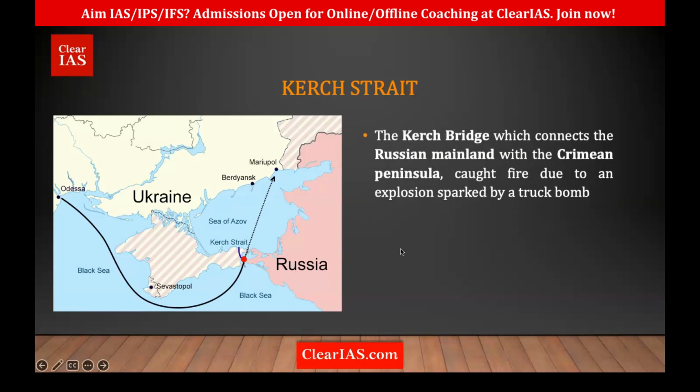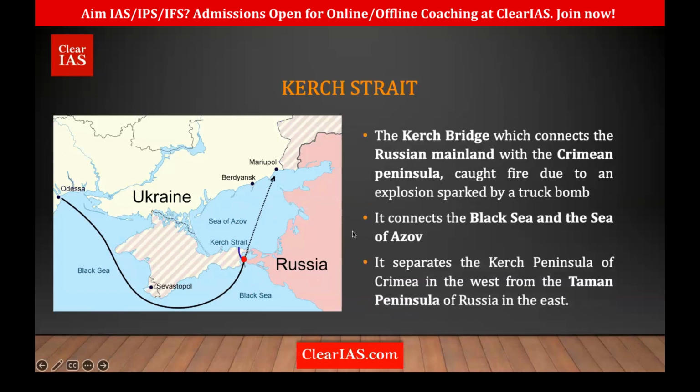Okay, so this Kerch Bridge, which connects the Russian mainland with the Crimean Peninsula, caught fire due to what? An explosion sparked by a truck bomb. There was a truck bomb on this Kerch Bridge. Remember, it is the only connection between who? Russia and this Crimean Peninsula. And this Kerch Strait connects what? Sea of Azov and Black Sea.